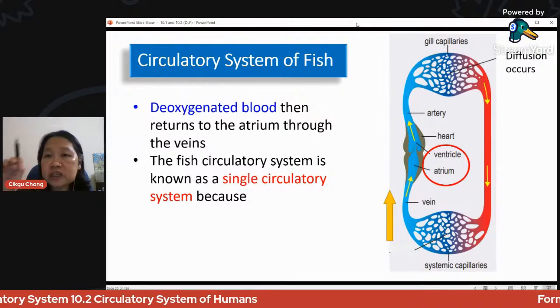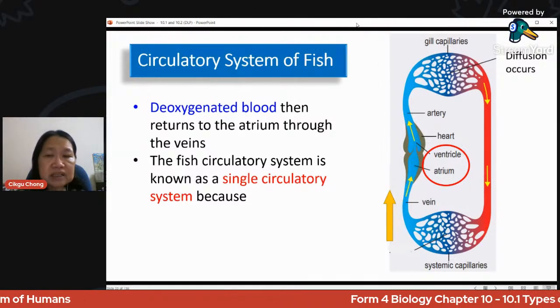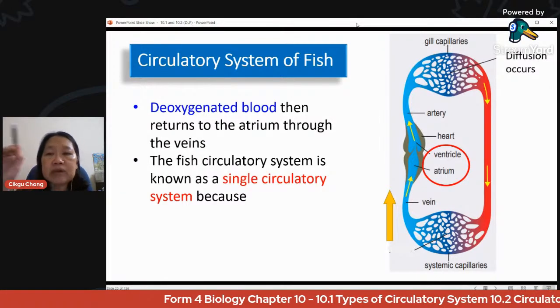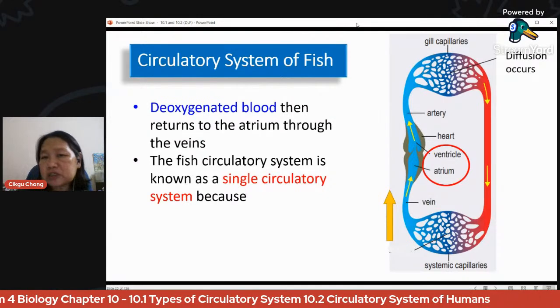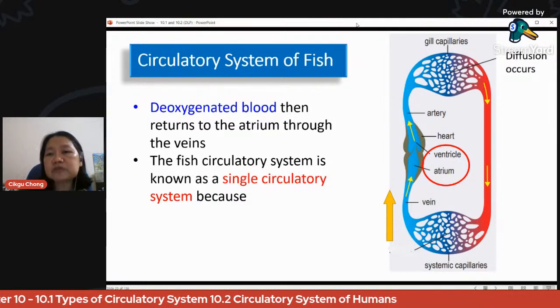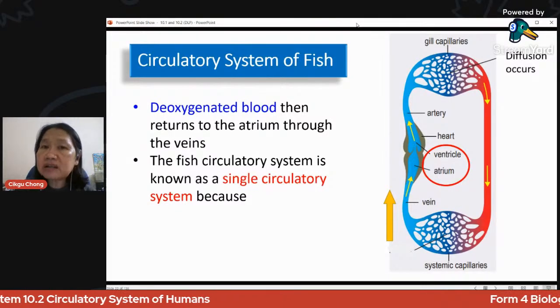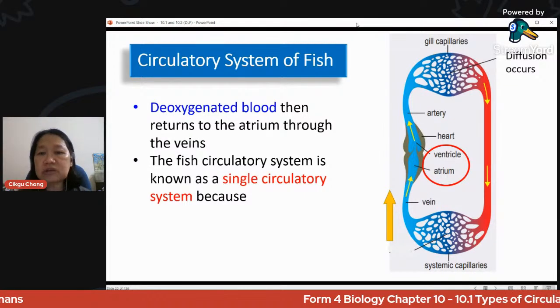Once it travels to the gills, it doesn't come back to the heart for another round. The blood doesn't enter twice. The blood enters the heart only once, and then it makes one full circle around, carries supplies to the body cells, and then it comes back to the heart. So there's only one time where the blood enters the heart in one entire, complete circulation.